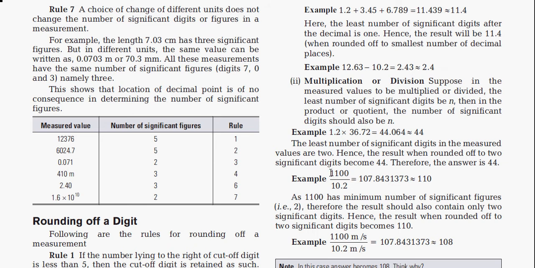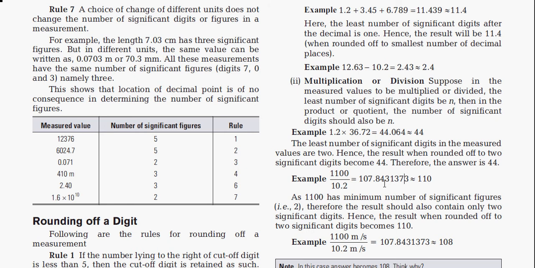Okay, let's see one more example for division. 1100 divided by 10.2 will give you 107.8431373. If you see, the least number of significant figures in 10.2 is 3, and in the numerator it is 4. So the answer will be up to 107. But how have they written this as 110? Let's see how they have written this.